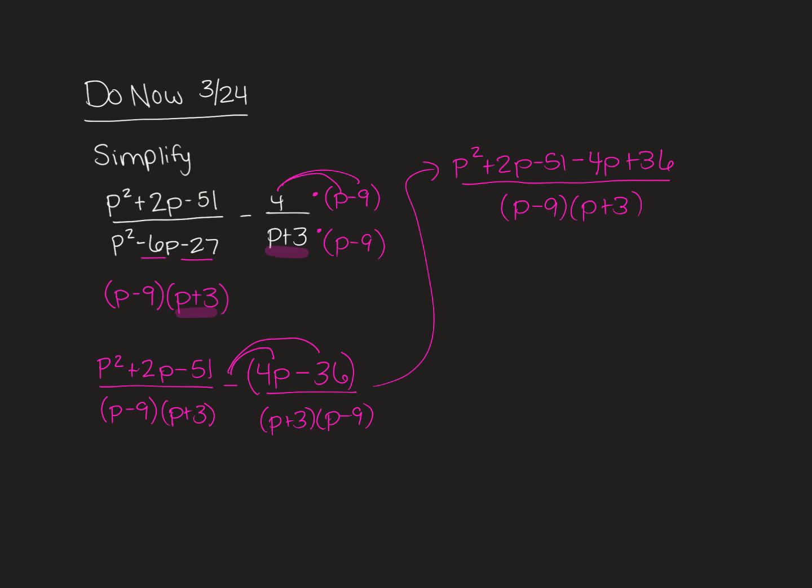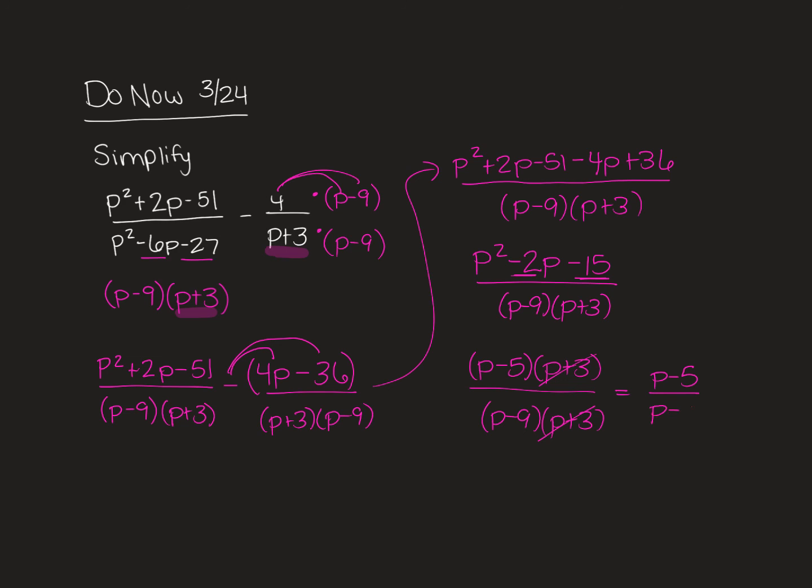Then you can start to simplify. So we get p squared minus 2p minus 15. You want to factor again just to make sure it can't simplify anymore. So two numbers that will multiply to negative 15 but add to a negative 2 would be p minus 5 and p plus 3 divided by p minus 9 times p plus 3. These will cancel, and your final answer is p minus 5 divided by p minus 9.